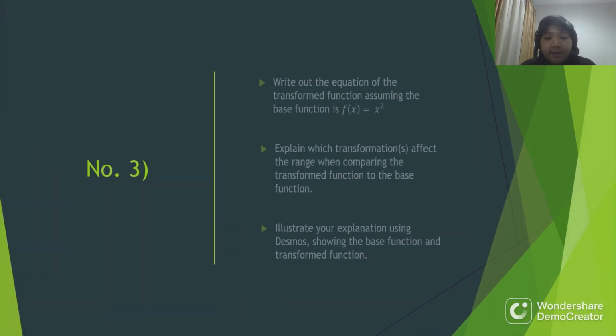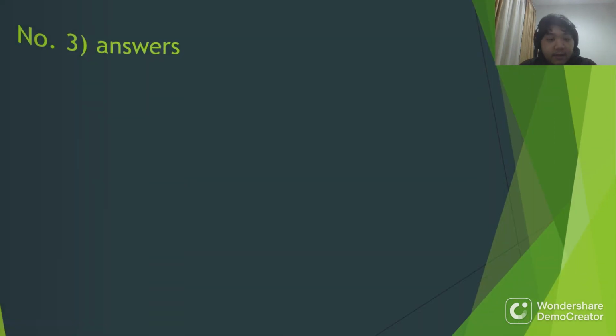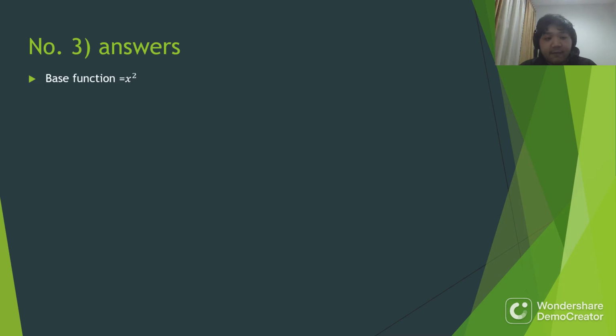For number 3, we will have to write down another transform function assuming the base function of x squared. This time, it asks us to explain the transformation effect for the range as we compare the transform function to the base function. It also asks us to illustrate it again in Desmos. Now, the transformation function, after we apply all the variables to the base function of x squared, will look something like this: negative (3x plus 18) squared minus 5.